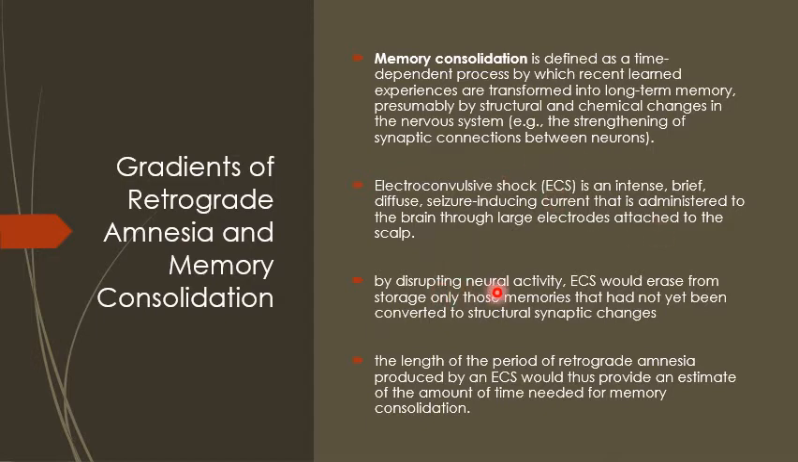According to the researchers involved, by disrupting neural activity, ECS would erase from storage only those memories that had not yet been converted to structural synaptic changes. And the length of the period of retrograde amnesia produced by an ECS would thus provide an estimate of the amount of time needed for memory consolidation. So to further elucidate what the length of the period of retrograde amnesia means, let's discuss this example, or the test that was used by the researchers involved.